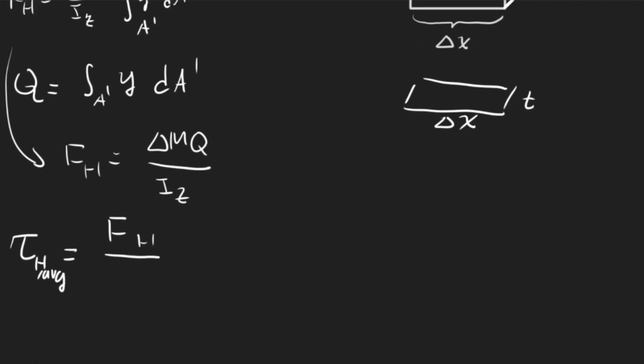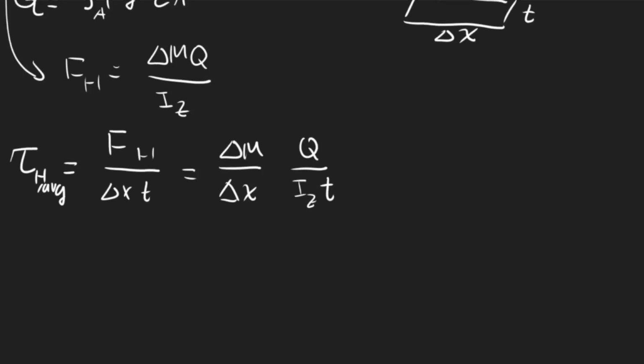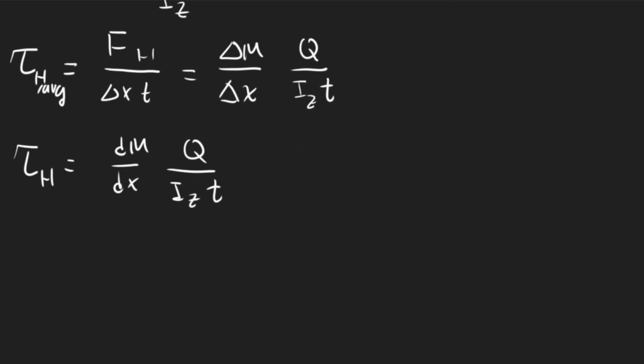So we can go ahead and divide this by delta x times t, which if we plug in will give me delta M over delta x. Then I'm going to put these together because you're going to see what we're going to do here in a moment. We're going to have a Q over I_z t. Then we take the limit as delta x approaches 0, so this becomes my shear stress in section H: dM/dx times Q over I_z t. Now if you remember what we were doing with the shear moment diagrams, this dM/dx is the same thing as my internal shear force as a function of x.